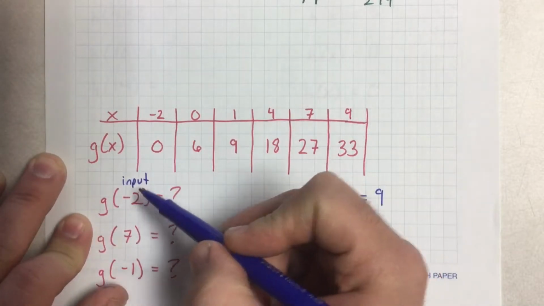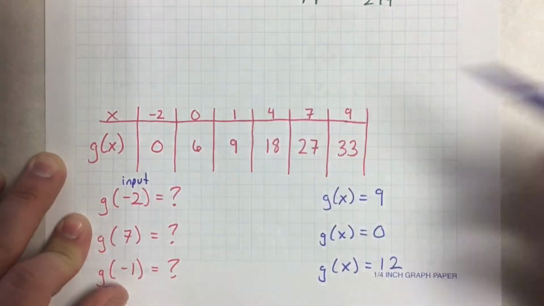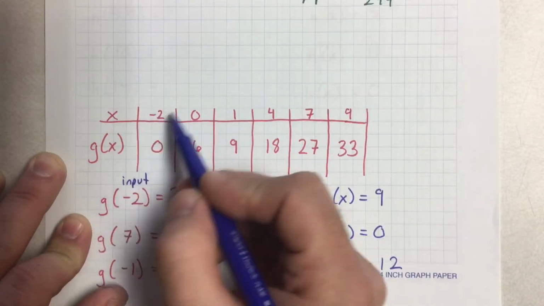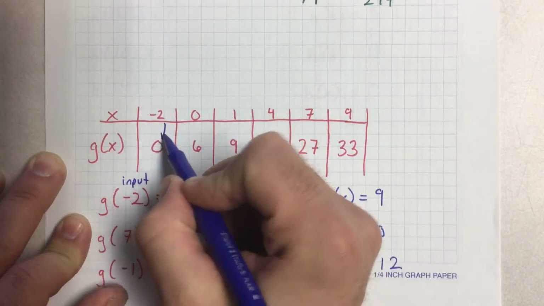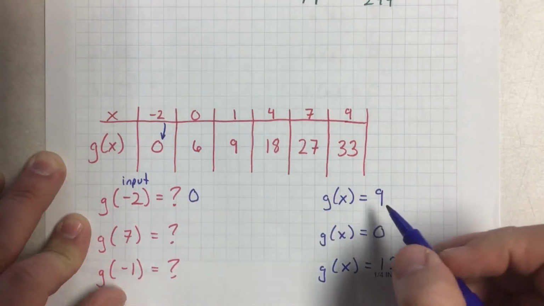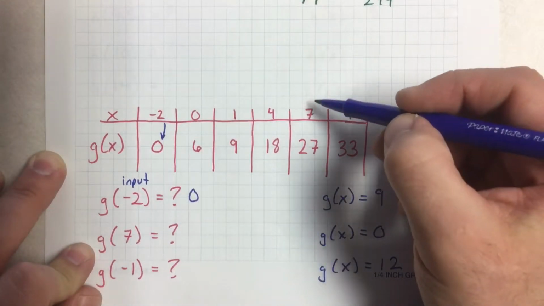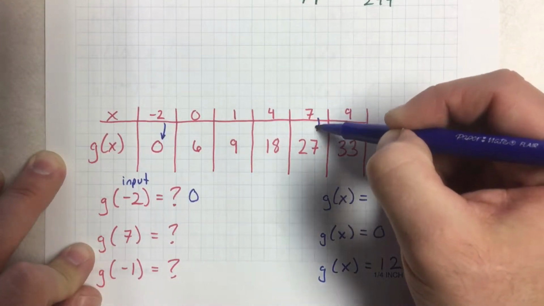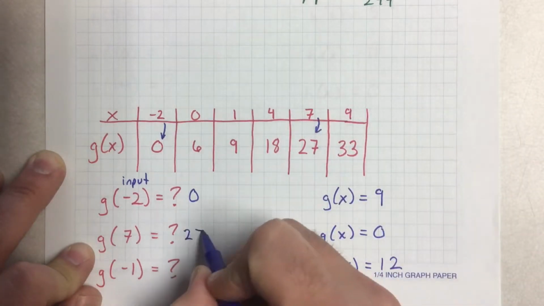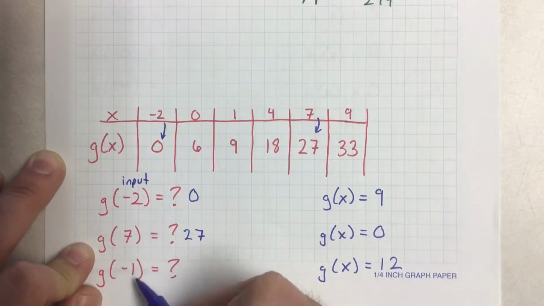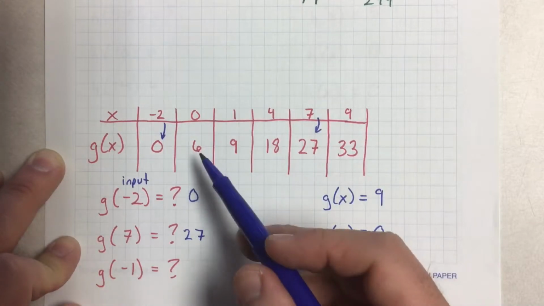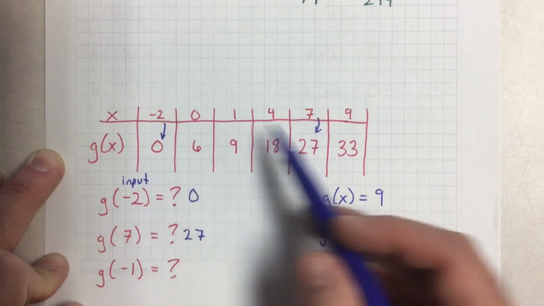So when we place -2 into our function, what did we get as a result? We're looking here, -2, when it was placed into the function, we got 0. All right, when we place 7 into the function, we get a result of 27. Now what about -1? Now we notice -1 is not up here.